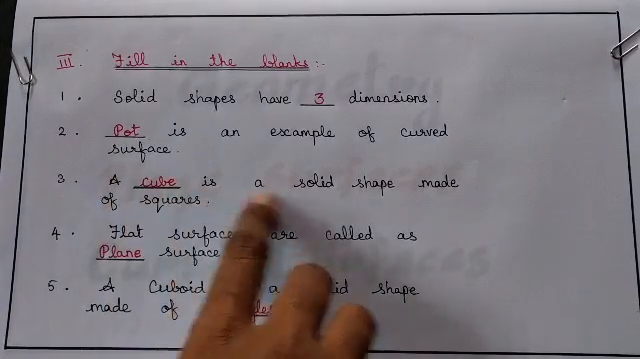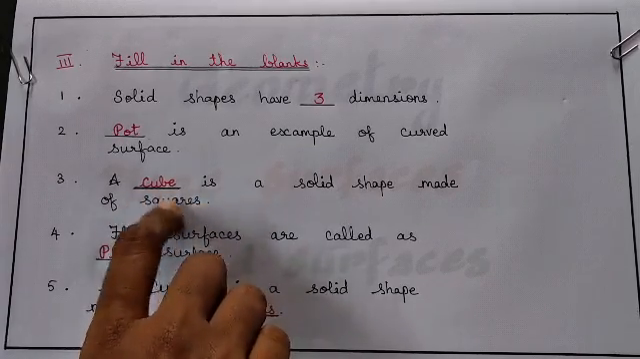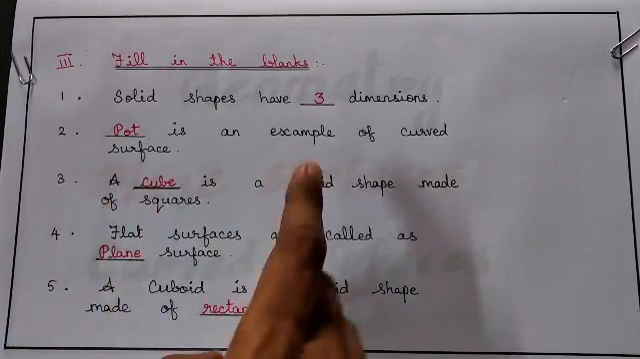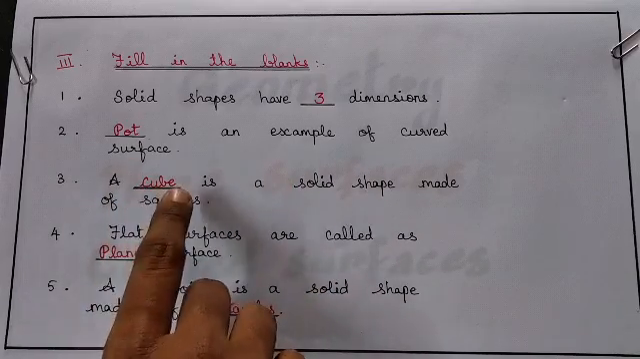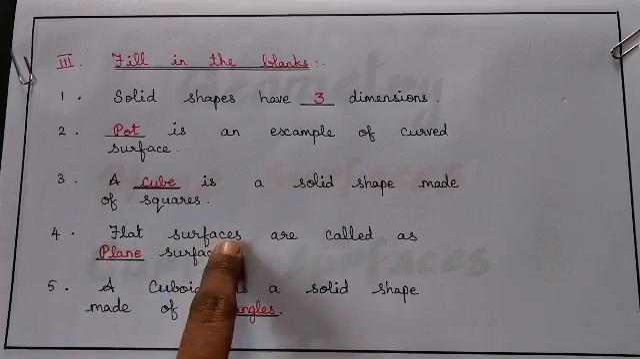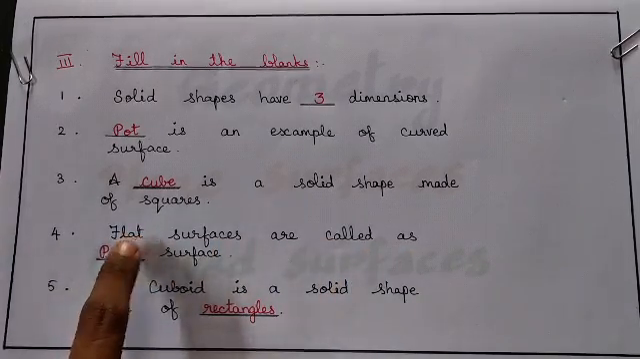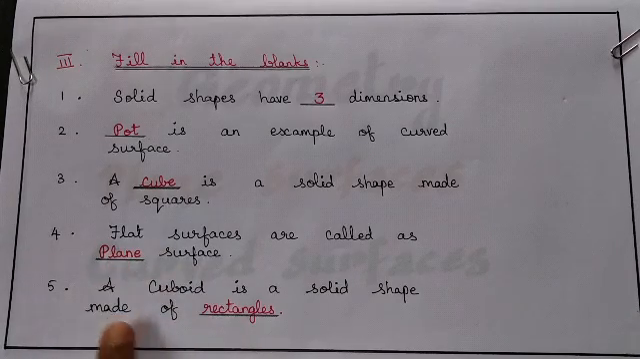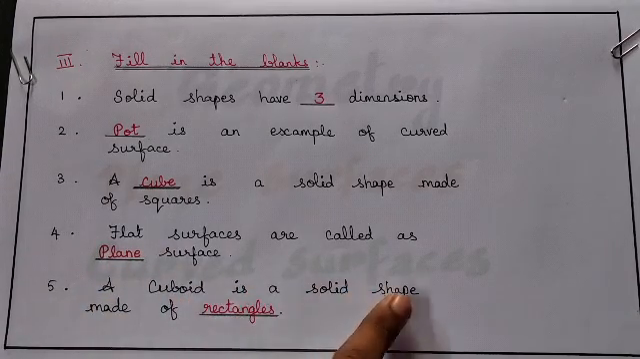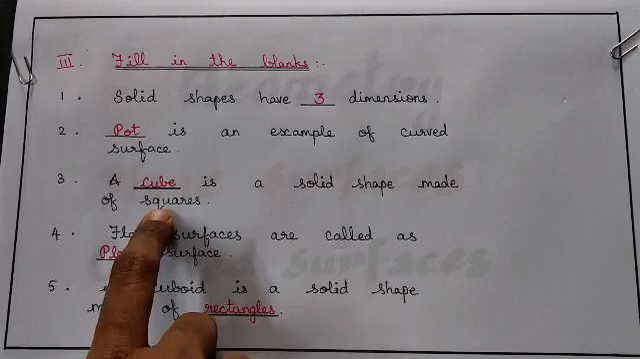A cube is a solid shape made of squares. Squares make the cube, isn't it? If it is a cuboid, rectangles, isn't it? Okay, yes, good. Next, the fourth one, flat surfaces are called plane surfaces. Flat surfaces mean plane surfaces. A cuboid is a solid shape made up of rectangles. Cuboid means rectangles. Cube means squares.